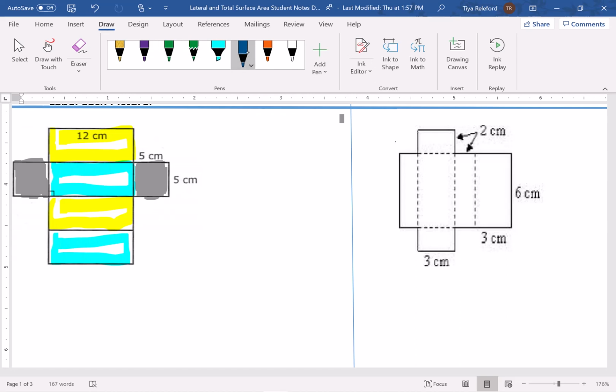Let's start with the yellow. So yellow is a rectangle, and we know one side is 12 and the other side is 5. The way we know it's 5 is because this side folds to touch this side. So 60 is the area of that rectangle, and you're going to write it inside that rectangle.